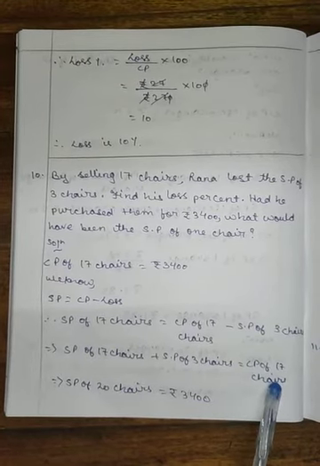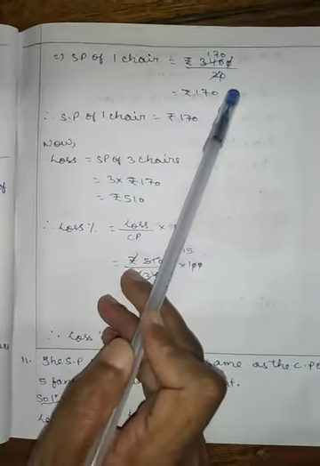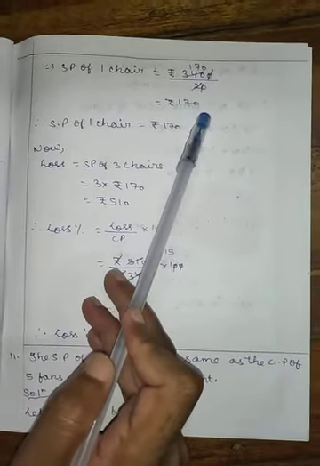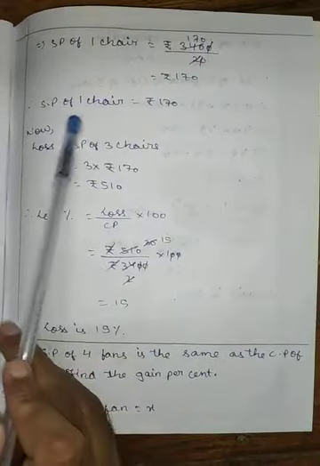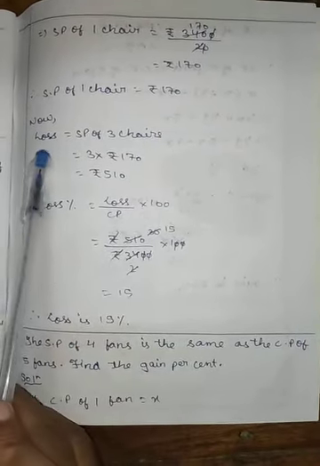And CP of 17 chairs is already given, rupees 3,400. Therefore, SP of 1 chair is equal to rupees 3,400 by 20. After cancellation, it is coming out to rupees 170. So SP of 1 chair is rupees 170. First conclusion. Now I have to calculate loss percent.